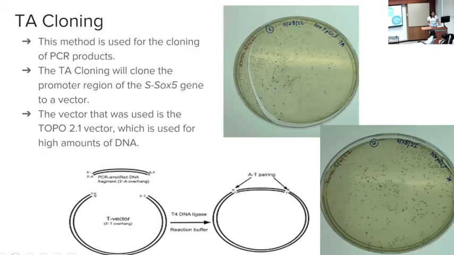Next is TA cloning. This method is used for the cloning of PCR products. The TA cloning will clone the promoter region of the S-SOX5 gene to a vector. The vector that was used is a TOPO 2.1 vector, which is used for high amounts of DNA. And as you can see, these were the results. You grow them on a bacteria dish because bacteria grow faster.